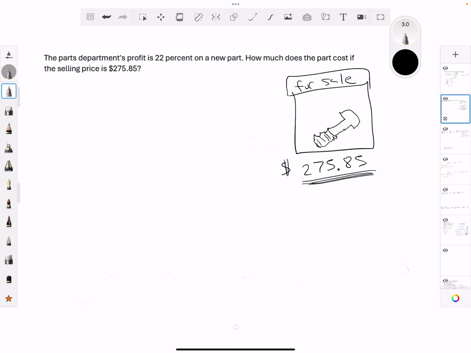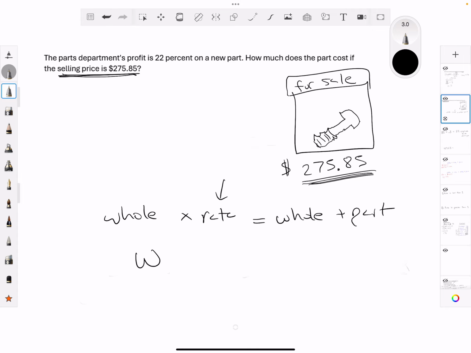So the selling price, I have to realize, is the whole plus the part. So we're using the whole plus the part, right? And then we have our rate, that is our profit, and then it's going to be multiplied by the whole, and that's what we buy it for. In this case, it's actually our wholesale cost, but that does not mean the whole like this. So what we want to figure out is our wholesale cost. We're going to multiply it by the rate, and we're going to get what we paid for it, the whole, plus our markup. So we already know that number is $275.85.